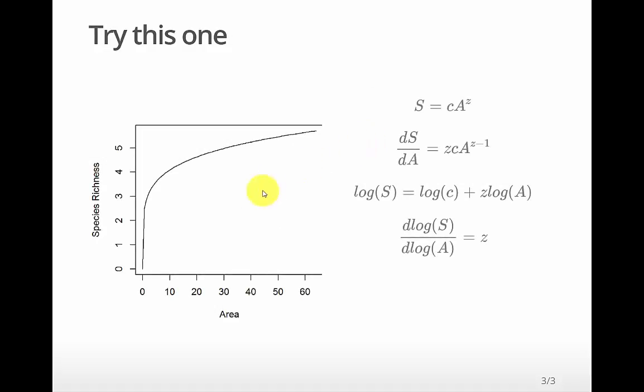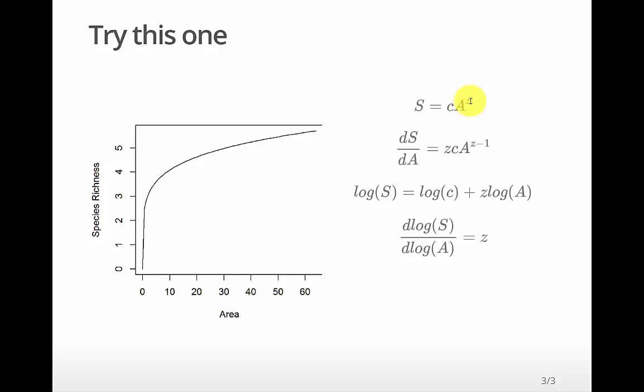Let's think about a different equation. Here we have the species richness curve, so area sampled, in this case in square meters, and as we go up we get increasing numbers of species in our sample, and it typically has this kind of shape. It's known as a power curve, and the equation for this line is S equal to a constant c times a raised to the power z.